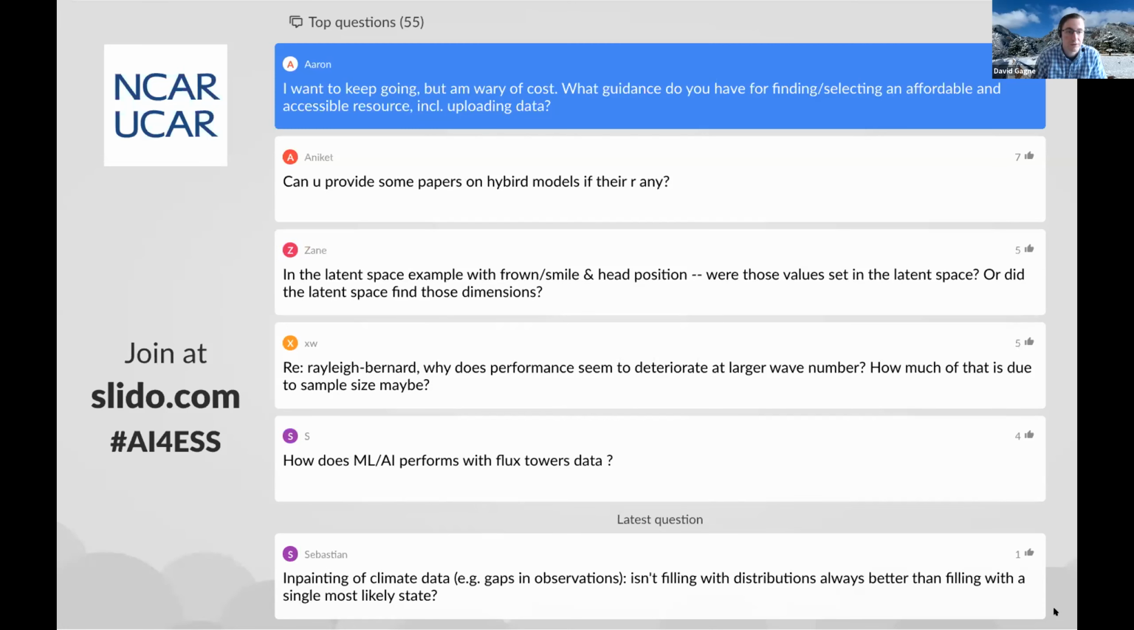Here's another question that's come up, I think is relevant for everyone. I want to keep going, but I'm wary of cost. What guidance do you have for finding and selecting an affordable and accessible resource, including uploading data? So I guess computational, person time. What kinds of setups is everyone using for their machine learning, and what can we use to help other groups get those resources?